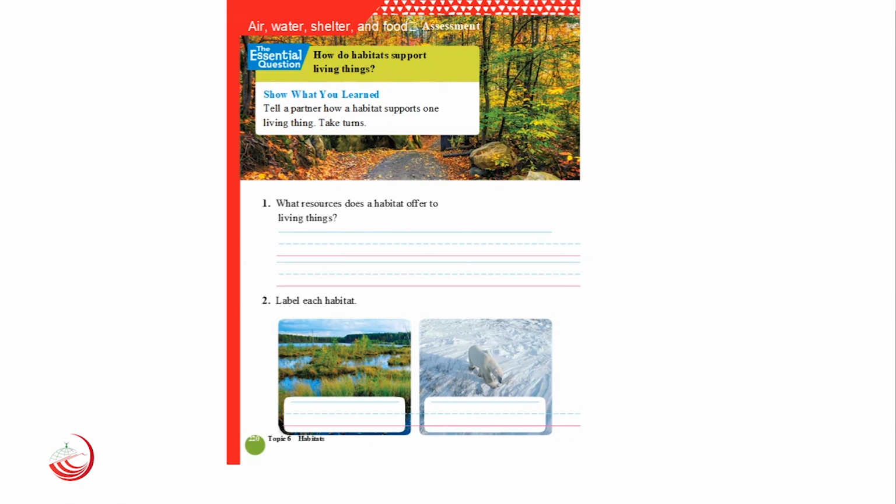First of all, what's a habitat? A habitat is a place where living things live. Could be animals, plants, even humans. In that case, we're talking about animals and plants. So it's a place where animals and plants live.